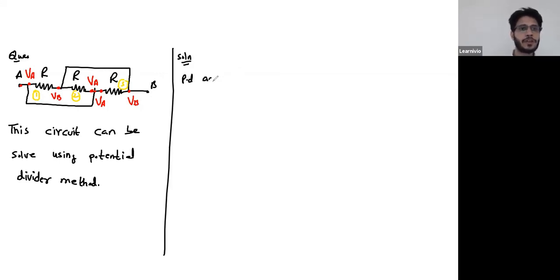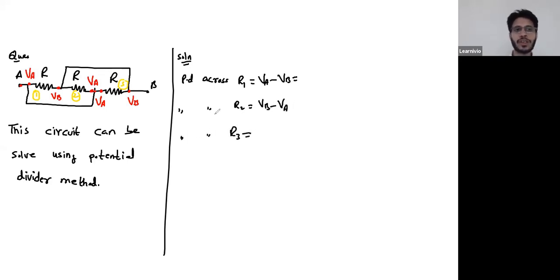Potential difference across R1 is VA minus VB. What is the potential difference across R2? It's VB at one end, and VA at the other, so VB minus VA. Similarly, potential difference across R3 is again VA minus VB. Is this step clear to everyone? The potential difference across each resistor is VA minus VB, right? Great.